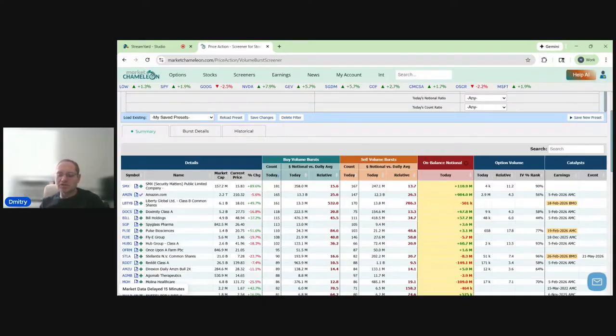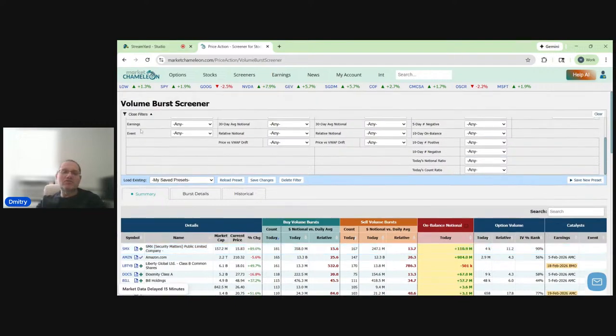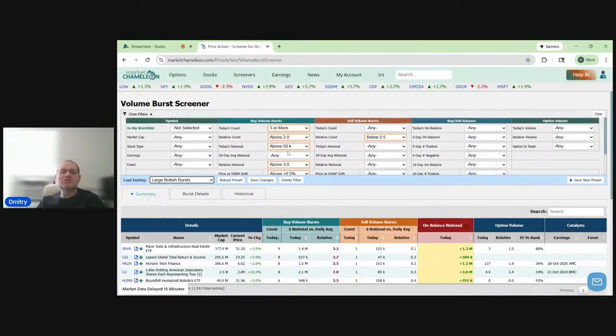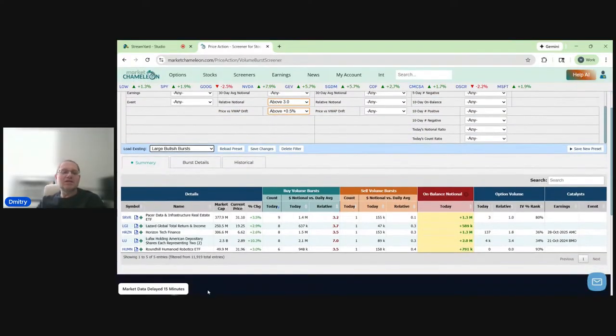So what we do is we capture those volume bursts and use benchmarks to see if they're unusual volume bursts and how many of them are happening throughout the day. So let's take an example. I'm going to take one of my filtered screeners, and let's look at large bullish bursts. Okay, I'm going to click on this. So these are my preset filters here, and then it gave us these 5 stocks.